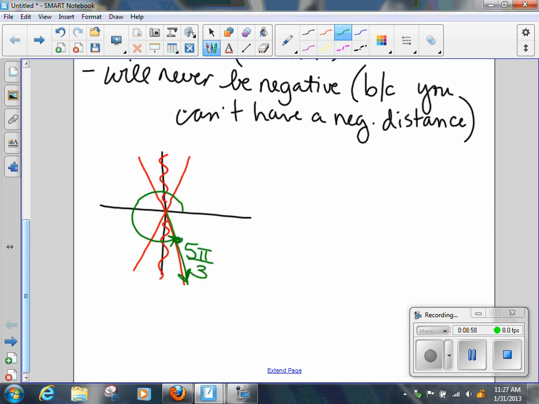Hey, what's that ordered pair? One half, negative root 3 over 2. Do you guys agree with that? All right, that's just for kicks. You don't ever have to list that unless you're told. But what's your T-bar?